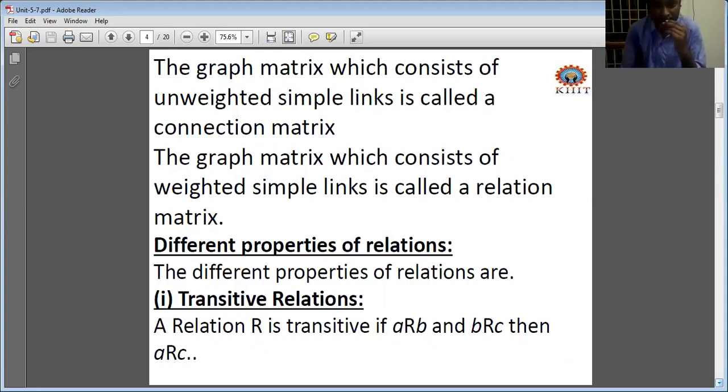Now, different properties of relations. What are the different properties of relations? The different properties of relations are, first one is transitive relation. What is meant by transitive relation?